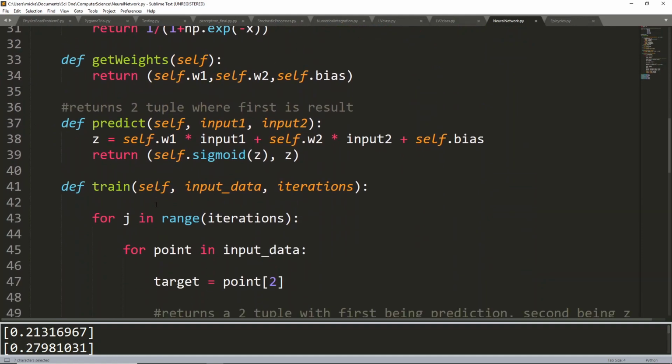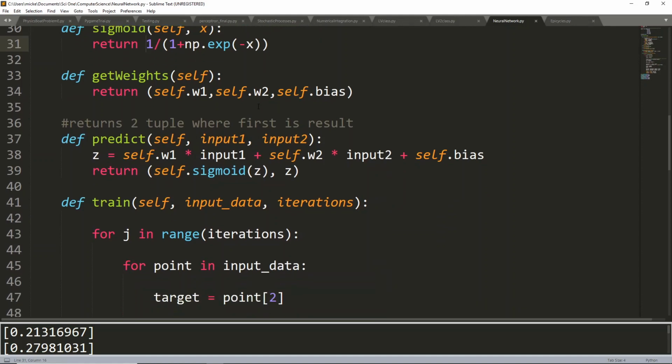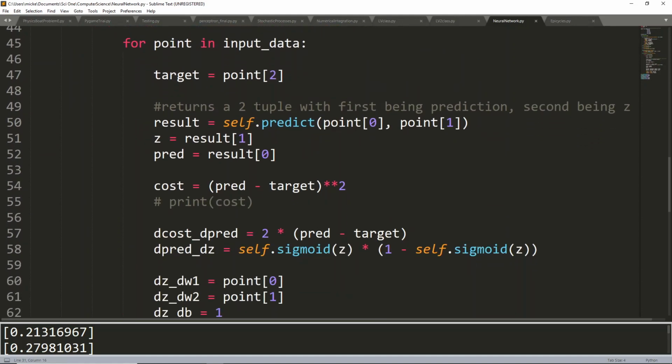And then in the predict function, basically it multiplies that input by the first weight and adds that to the second input multiplied by the second weight, and then it adds the bias. Okay, it takes that number and then puts it into the activation function, which is 1 over 1 plus e to the negative x. So hopefully that all makes sense. And then basically its prediction is whatever number that spits out. So that'll be any number between 0 and 1.